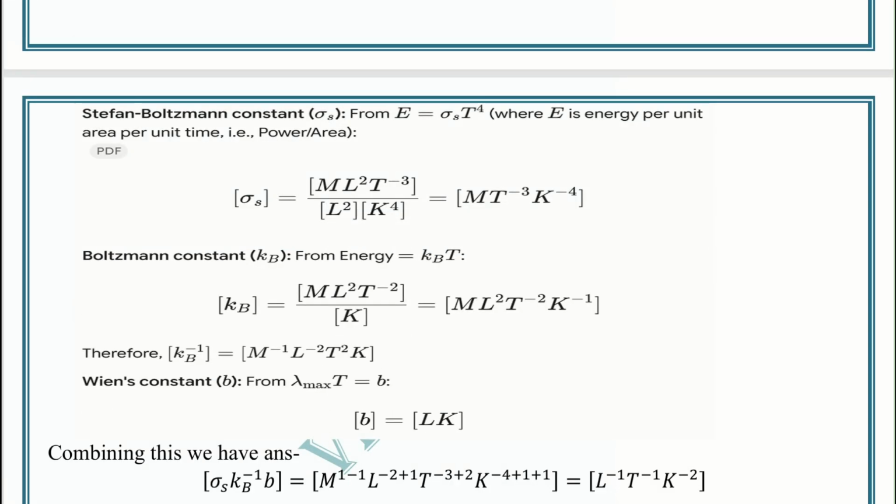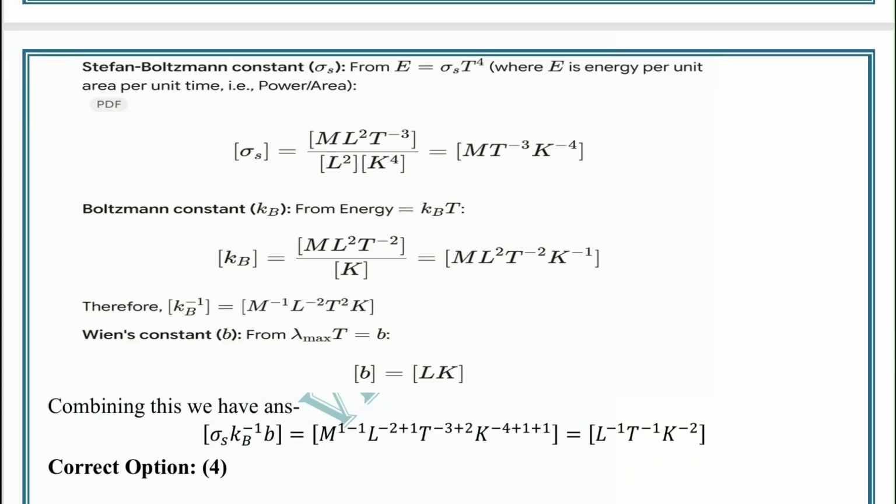Okay, we know what the Stefan Boltzmann constant is. This is a tough question, so you have to remember all the dimensions, then we can solve it. But we can derive it from a simpler formula. In which formula is it? It is energy equal to sigma S into T to the power 4.